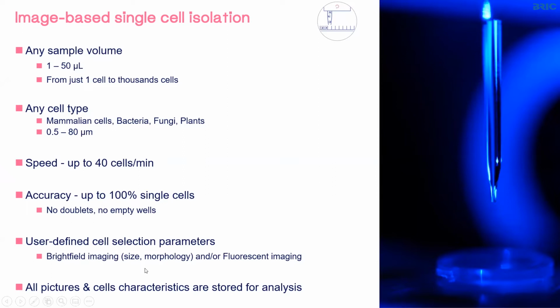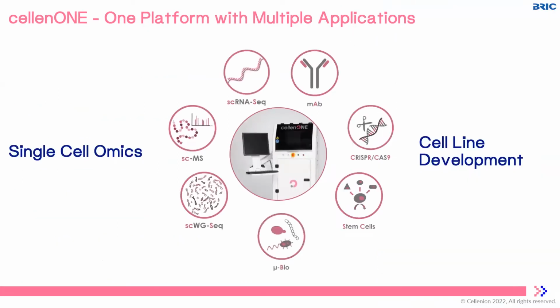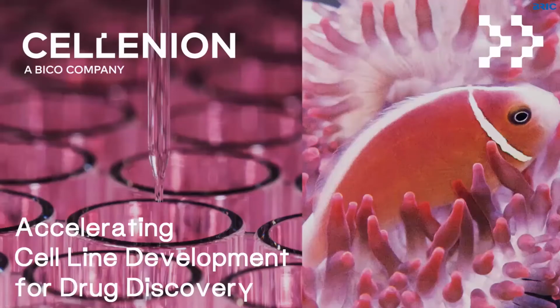Being an image-based technology, we have an image of every cell that is isolated. We know in which well these have been isolated, and this allows you to link the morphological parameter of the cells together with the omics data that you will be generating. Or we can use this as a quality control to make sure that only single cells have been isolated. As I said, application in the field of single cell omics, these range from transcriptomics to proteomics to genomics. And in terms of cell line development, we address the market of immunotherapy, gene editing, and stem cell development.